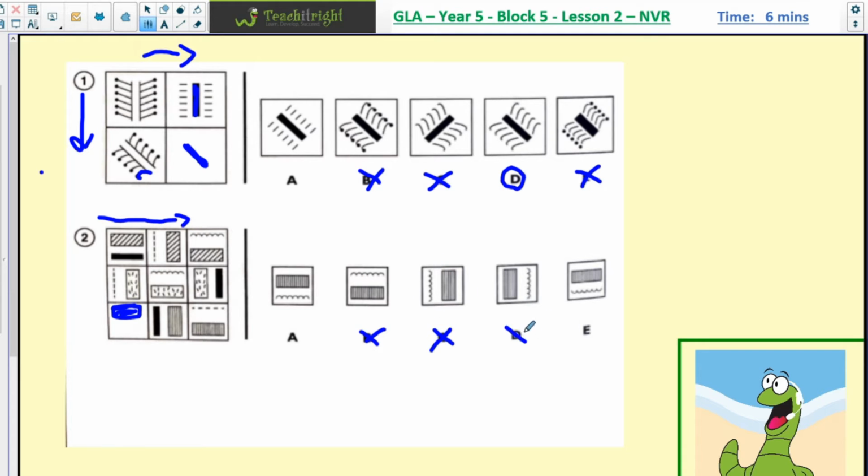The big rectangle's in the wrong place. That big rectangle's in the wrong place. And that big rectangle's in the right place. I just have to think, which way should my line be? Like this or like this? That might have something to do with its rotation.